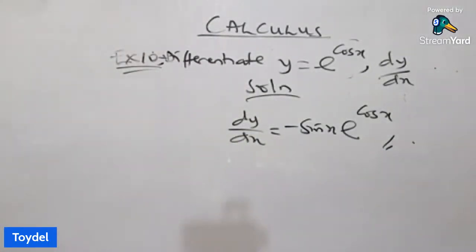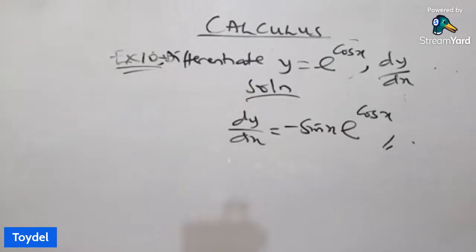But if the question were to be integrate y equal to e raised by cos x, when you differentiate that cos, you get minus sine x, you just use it to divide. When you differentiate, you multiply the exponential function. When you integrate, differentiate the power and use it to divide. And that is what you are going to get.